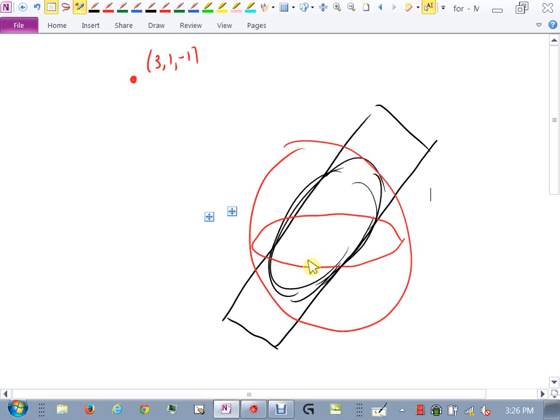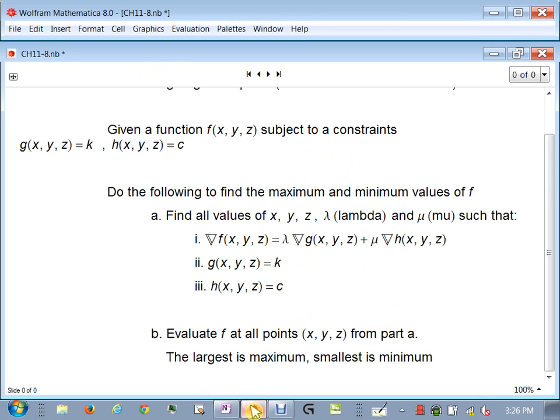If you have that scenario, you can do Lagrange still, but instead of saying that your gradient of f has to be parallel to your gradient of g, it has to be a combination of the gradient of g plus the gradient of your other constraint function. In other words, your vector has to be the sum of two other vectors.